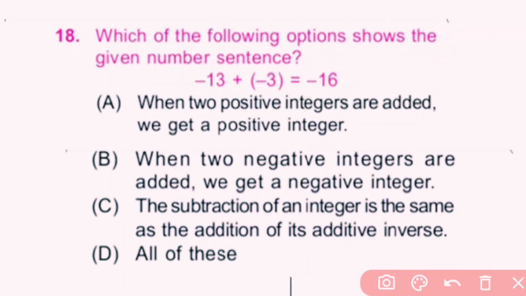Question number 18. Which of the following options shows the given number sentence? Here given is minus 13 plus minus 3 is equal to minus 16. This means there are two negative integers and their addition gives a negative integer. So option A, when two positive integers are added we get a positive integer. Option B, when two negative integers are added we get a negative integer. Here two negative integers are given and the result is also a negative integer. So B is the correct answer.